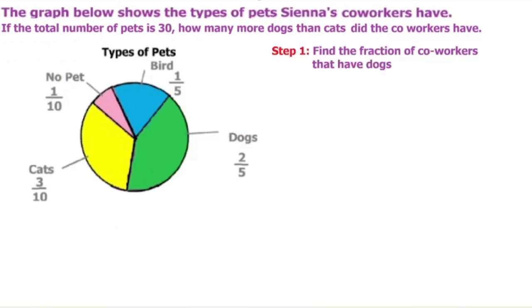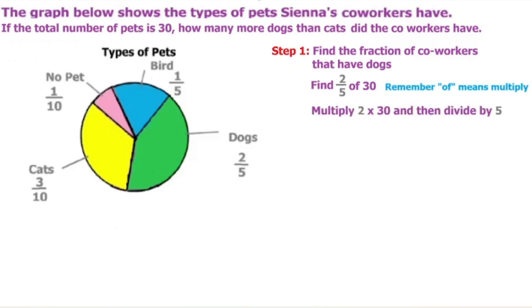Okay, so the first thing to do is find the fraction of coworkers that have dogs. And we know that 2/5 of them had dogs, so we have to find 2/5 of 30 because the total number of pets is 30. So remember, of means multiply. So we multiply 2 times 30 and then divide by 5. So it'll look like this. So it's 12. 12 of people had dogs.